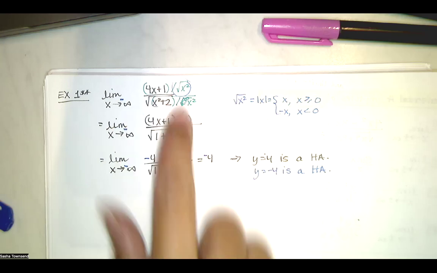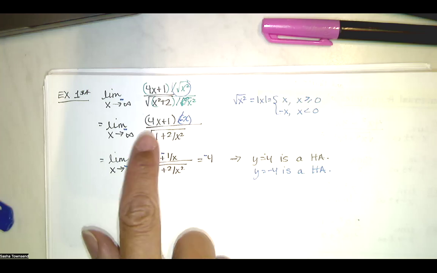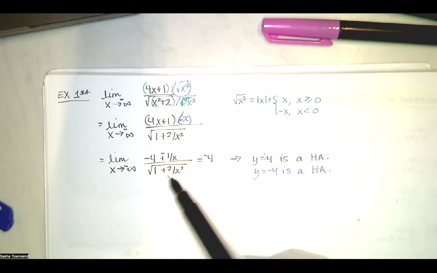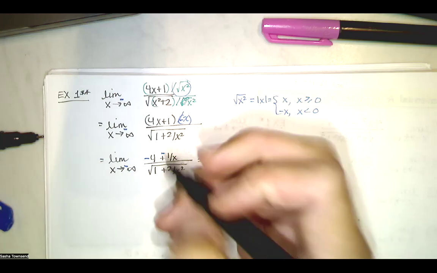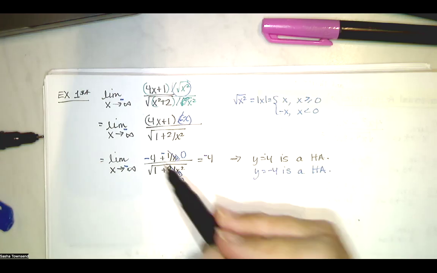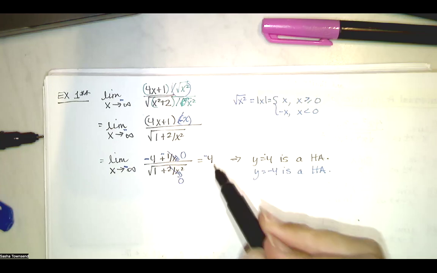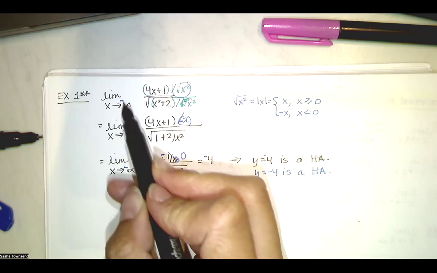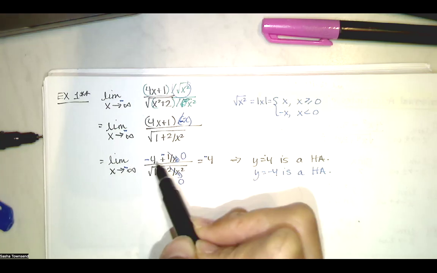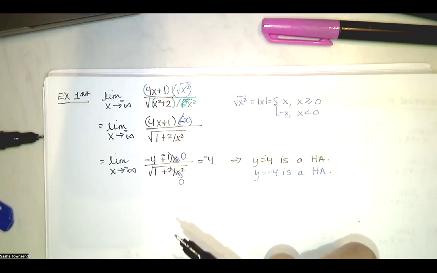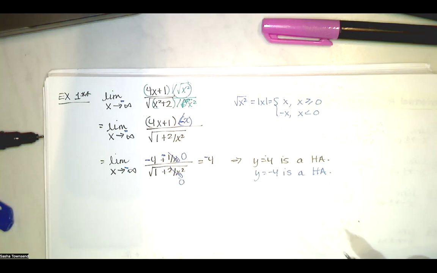After we evaluate those limits and simplify the denominator, you just get 4 plus 1 over x divided by the square root of 1 plus 2 over x squared. This goes to 0 and this goes to 0 as x goes to positive infinity, and you get 4 divided by the square root of 1, which is 4, as x goes to positive infinity. And then when x goes to negative infinity, you just add that sign there and there, which gives us a negative 4 divided by the square root of 1, which gives us a negative 4.